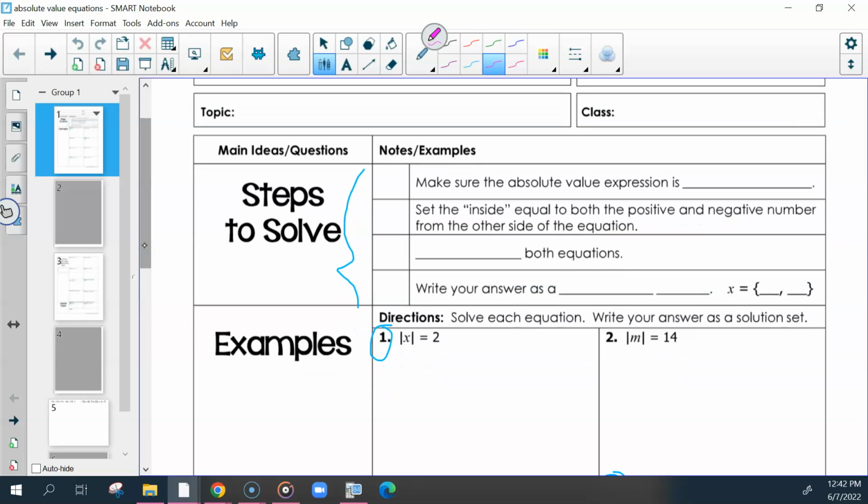So the steps to solve this, we first have to make sure the absolute value expression is isolated. So it has to be by itself. There can't be anything connected to it, touching it, adding or subtracting from it. After it's isolated, we're going to set the inside of the absolute value bars equal to a positive and negative version of whatever it equals. We'll see what that means in a second.